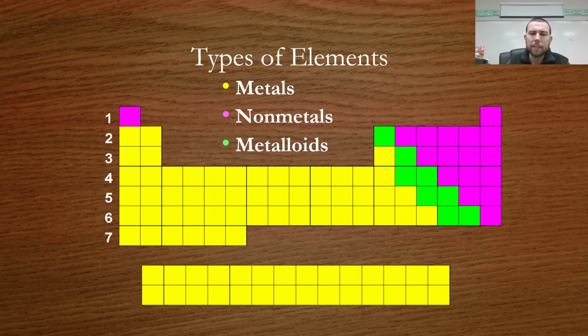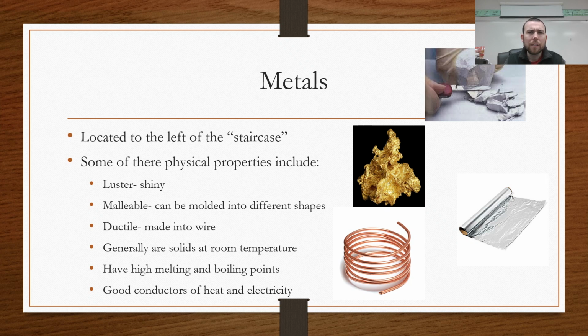Now come back to this graphic if you need to. Screen capture it from the notes or put it in your own notes, because this is an important diagram. It's going to be useful in being able to quickly classify an element as a metal, nonmetal, or metalloid. Now, what makes something a metal?